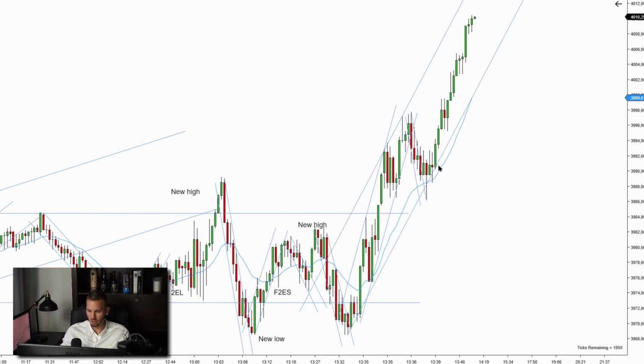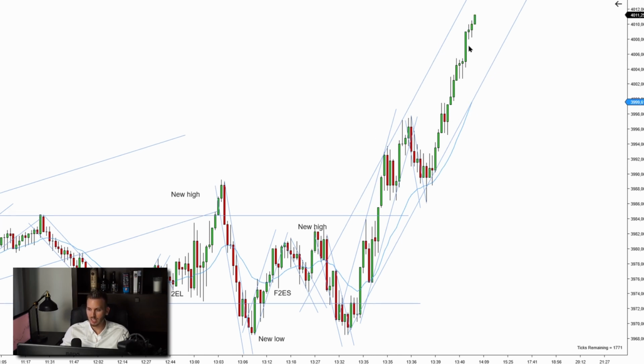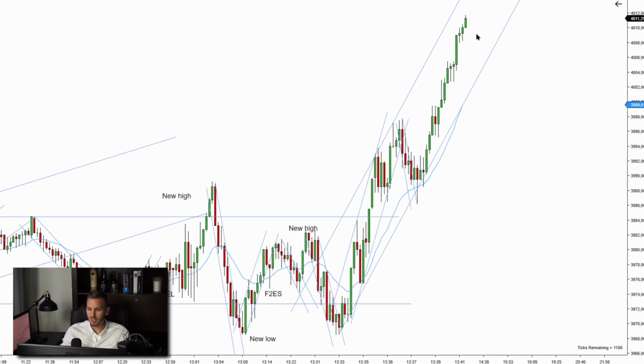I extended the uptrend because we keep pushing higher consistently. I'm sticking with the trend. The trend is right now up, and I'm looking for a high probability setup to the long side. Again, hopefully we can get a good one.